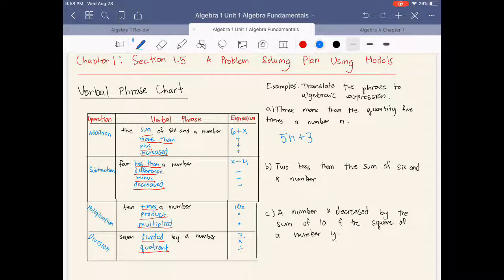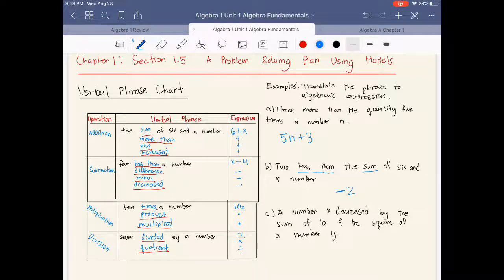B: 2 less than the sum of 6 and a number. So this is kind of tricky. 2 less than a number. Less than is what under verbal phrase? Subtraction. Less than the sum of 6 and a number. So you're focusing on two operations now, less than and the sum. When it means less than, you're going to subtract. Whenever it says less than, you're subtracting that number from whatever's given next. Whatever's given next is the sum of 6 and the number.